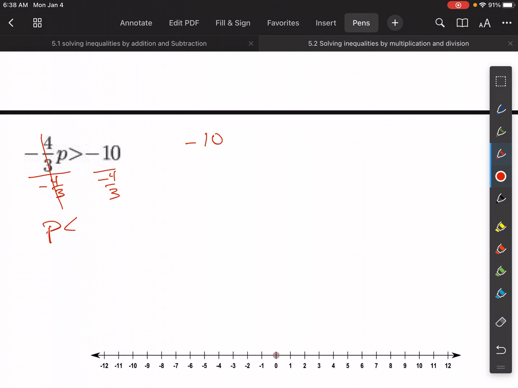And then let's think about this. We have -10, we can say over 1, being divided by negative 4 over 3. Okay, going back to grade school, in order to divide a fraction by a fraction, you flip it and multiply. So this becomes negative 10 over 1 times negative 3 over 4. So I flipped it, and when I do that, I get 30 over 4, which is the same thing as 7 1/2, I believe.